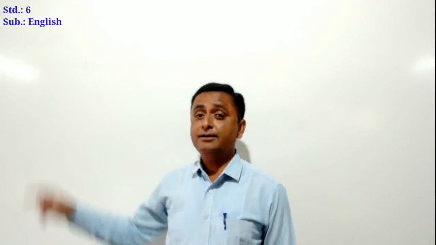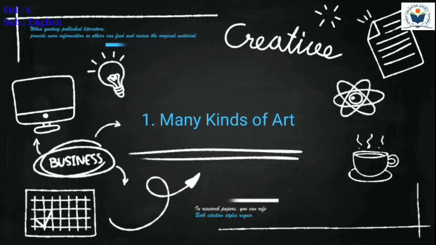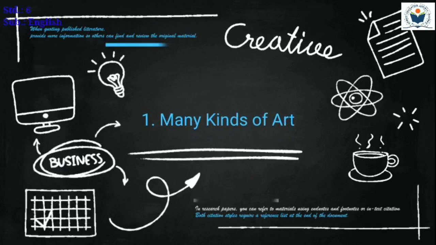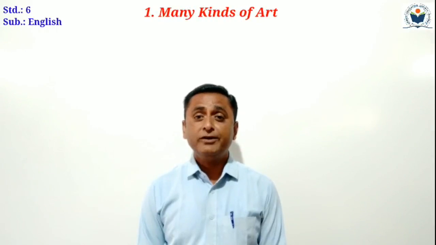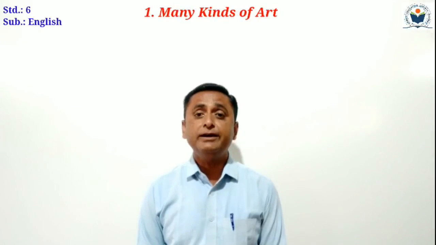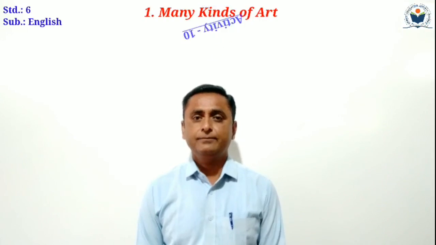Hello students, today we are going to learn standard 6th subject English unit number 1st, many kinds of art. As you know students, in our previous videos we completed activity number 1 to 9. Today in this video we have to do activity number 10.